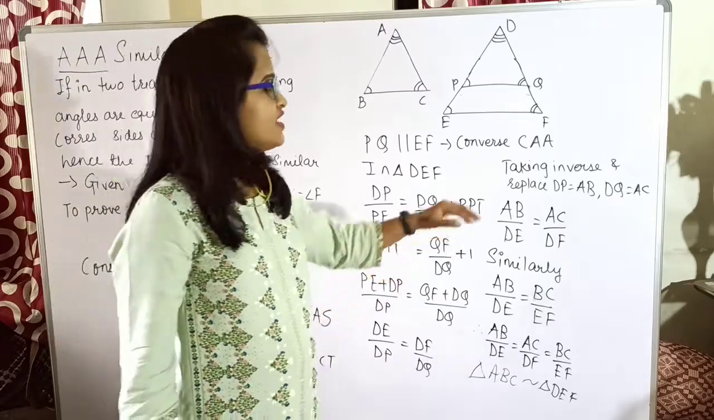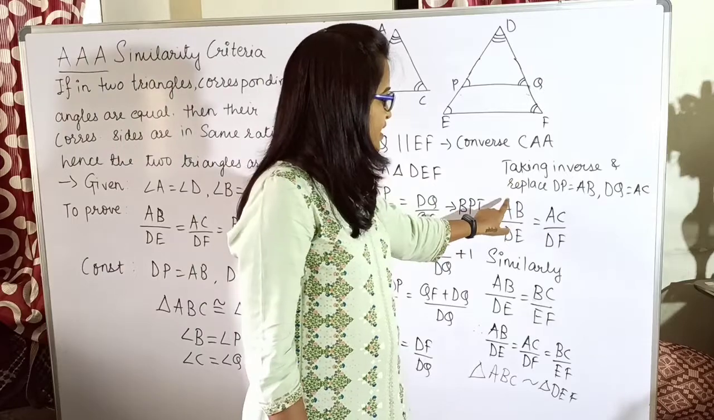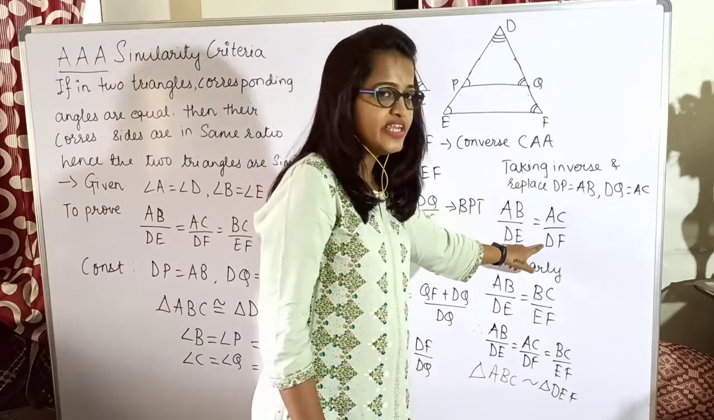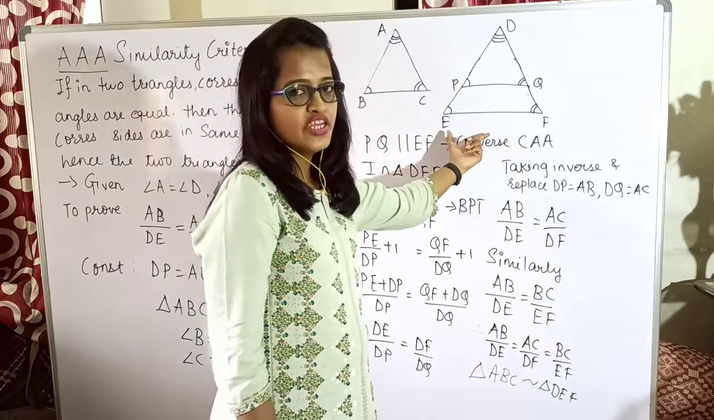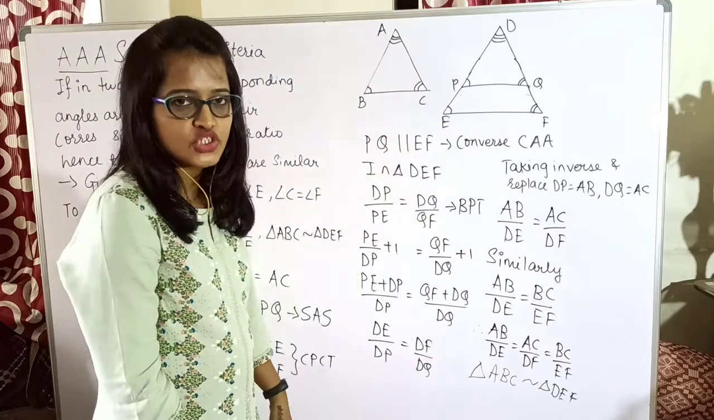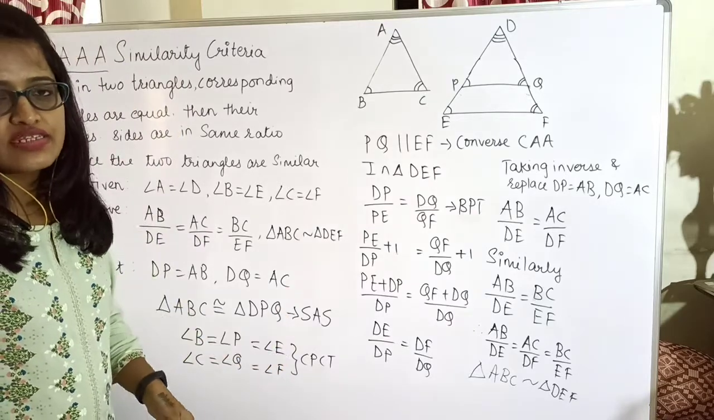In next step, I will take the inverse and replace DP with AB, whereas DQ with AC. Hence, AB by DE will be equal to AC by DF. And similarly, we can show AB by DE is also equal to BC upon EF. Hence, all three sides are in the same ratio. And if all three sides are in the same ratio, the two respective triangles are similar.